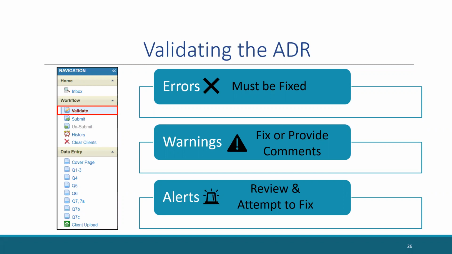Let's take a moment to go over the validation messages that you may receive. Errors must be fixed, or the system will not allow you to submit. For warnings, you can either fix it, or if you can't fix it, you will need to enter a comment. For example, ADAPs may receive a warning validation message for missing data. If the ADAP is unable to collect those data, enter a comment explaining why the data are missing. Lastly, for alerts, please review and fix the data if needed. You do not need to provide comments for validation alerts. If you have any questions on how to address validation messages received in your report, please contact data support. The contact information for data support will be displayed at the end of the presentation.